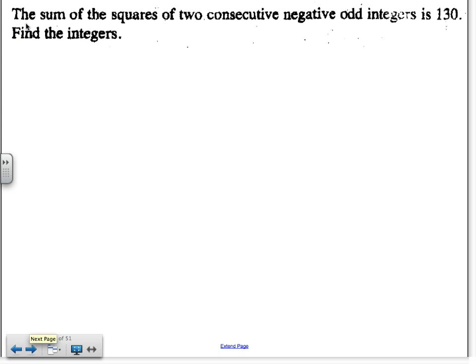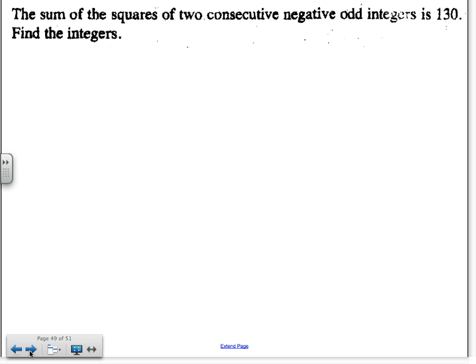The sum of the squares of two consecutive negative odd integers is 130. Find the integers. Now let's focus on one thing here: consecutive odd integers. Can you give me an example of 3 consecutive odd integers? 3, 5, 7. What do you notice about those numbers? They're odd. I know they're odd, but they're what? In order. Okay, they're in order. But how can you get from one to the next?